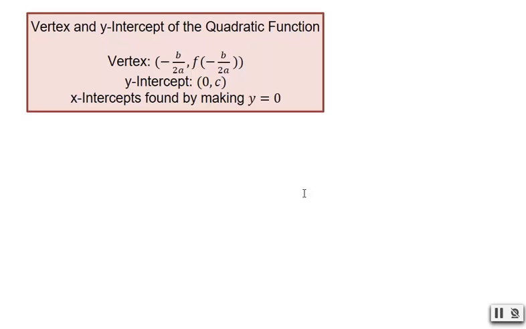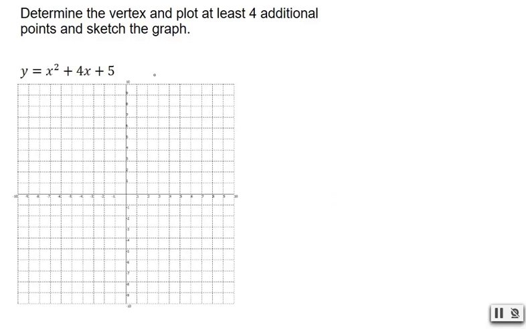The vertex formula is to take the opposite of the b coefficient, divide it by 2 times the a coefficient. That'll be the x part of your vertex point. And once you find that, you put it back into the equation for the x and find out what the y is. I'll show you how to do that. Y-intercept is simply going to be 0, c, and your x-intercepts are found by making the y equal 0.